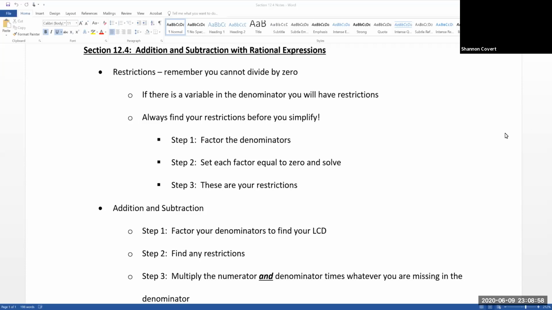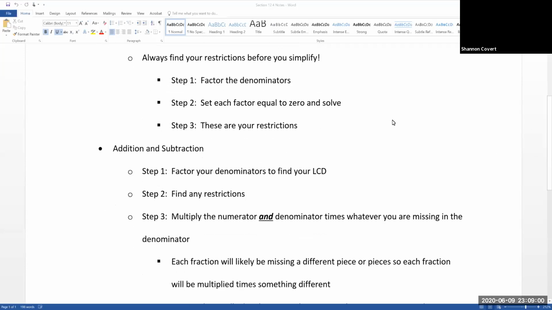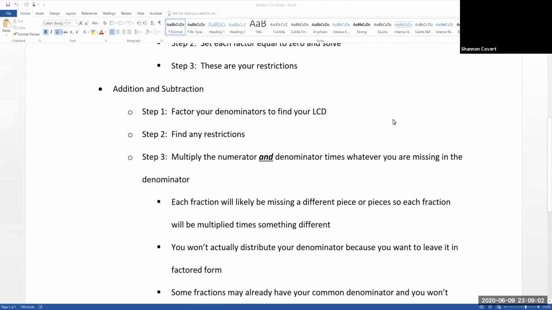The reason that we spent so much time in the previous lesson learning how to find your least common multiple was because we're going to use those skills in this section to add and subtract rational expressions. We're going to have to find a common denominator, which means we're going to have to find our least common multiple, which is also our lowest common denominator.